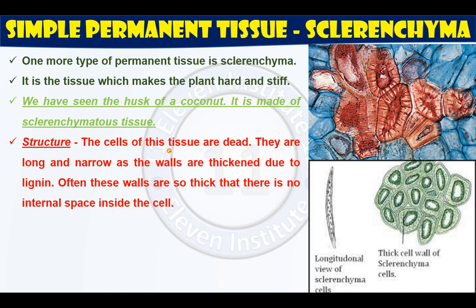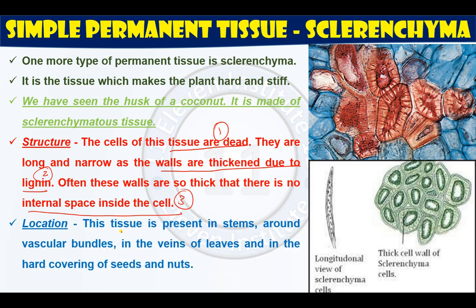The first thing that you have to be clear about is that the cells of the tissue are dead. Then the walls are thickened due to the presence of lignin. This will be our second point. And these cell walls are so thick that the internal space inside the cell is less. These are the three basic characters that we have to remember for the sclerenchyma tissue.